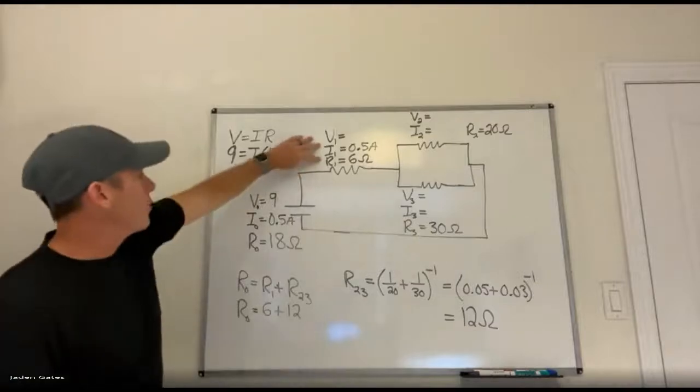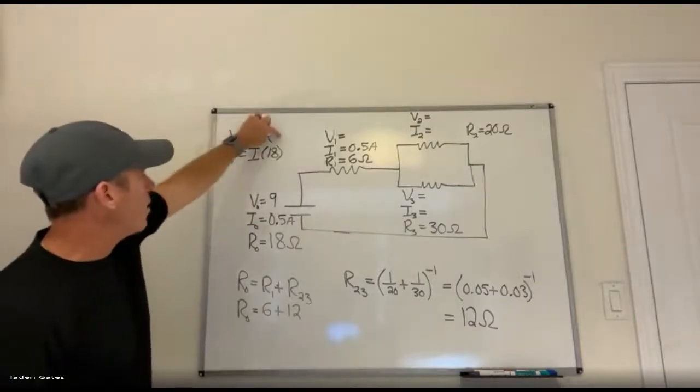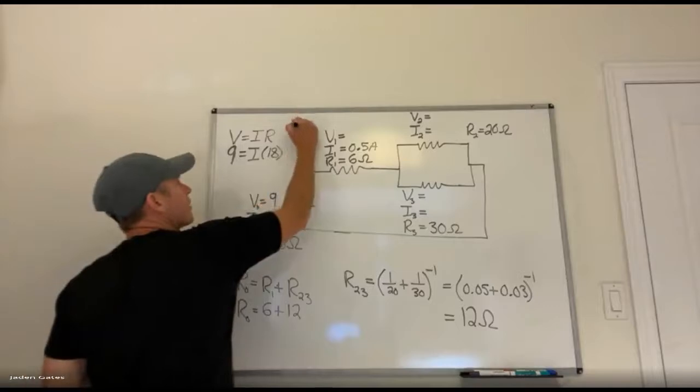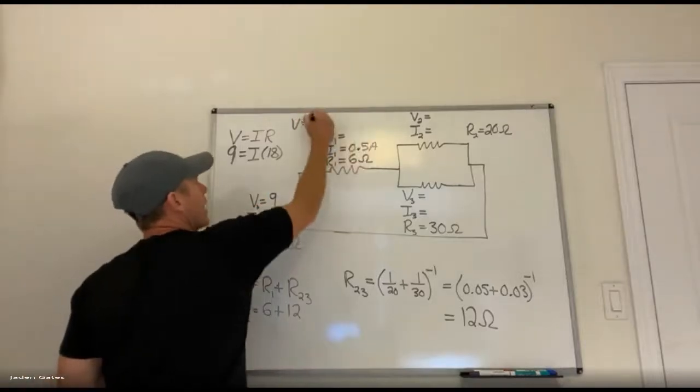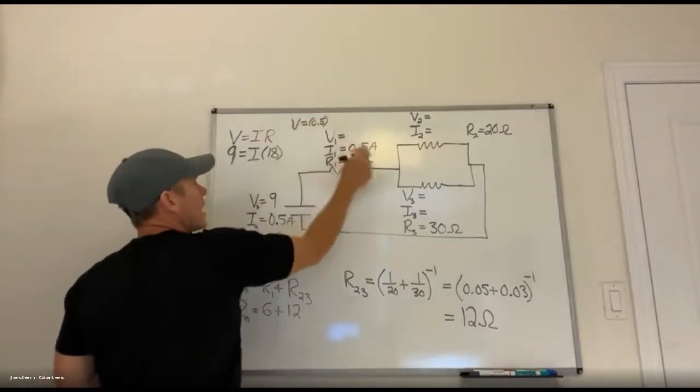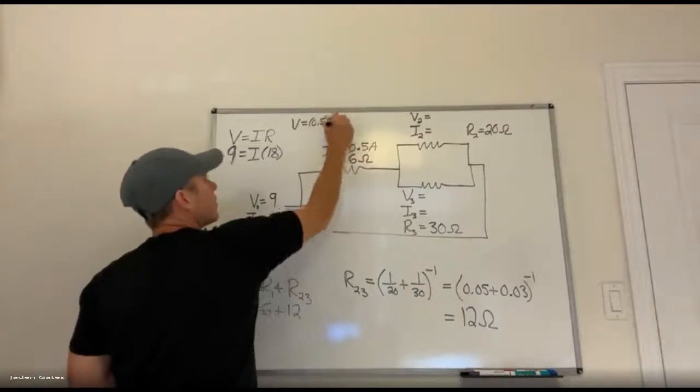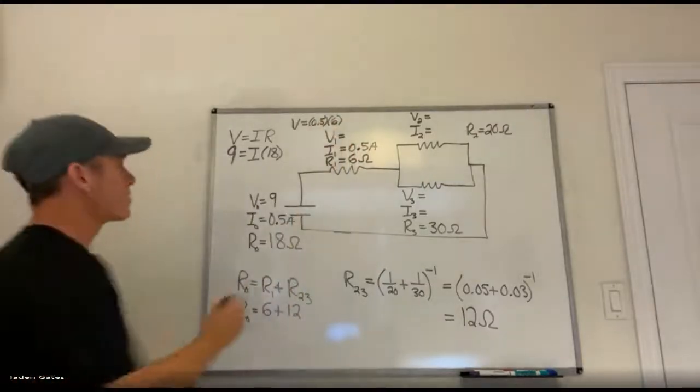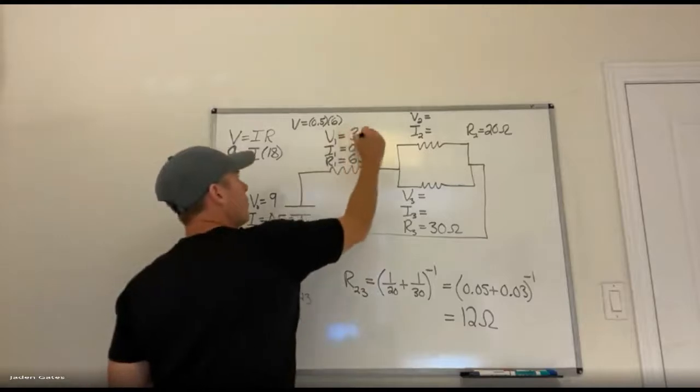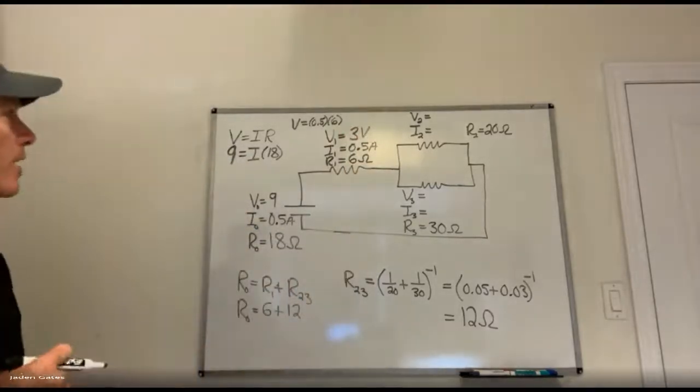Again, I got 2 out of 3 here. So I'm going to use V equals IR. In this case, I'm going to take 0.5 times R, which is 6. Well, what's half of 6? 3 volts. There we go. So I got that one now.